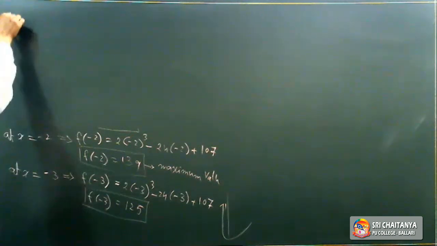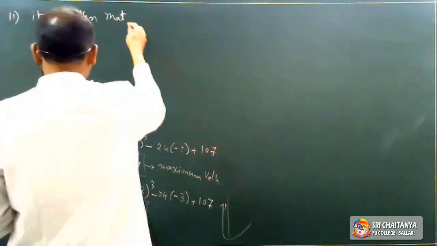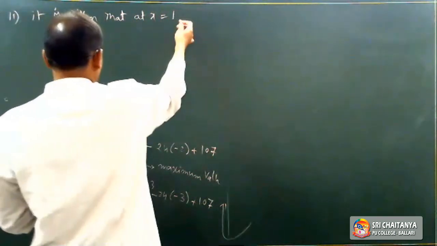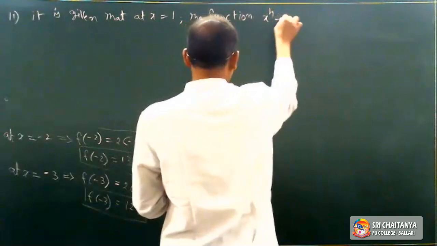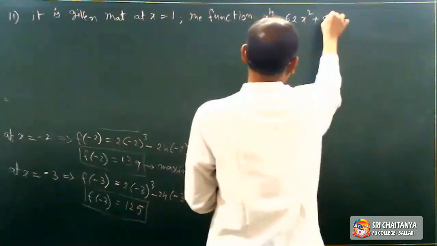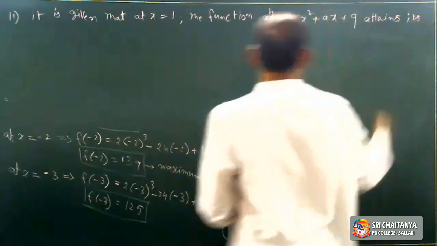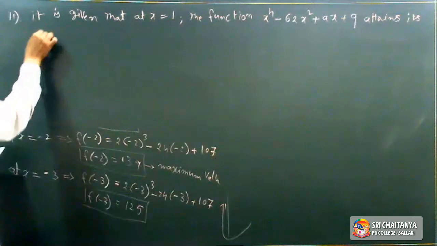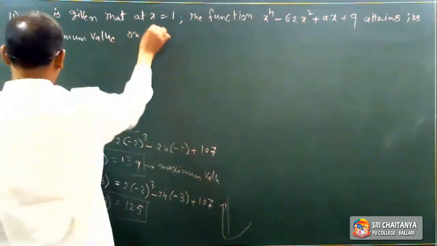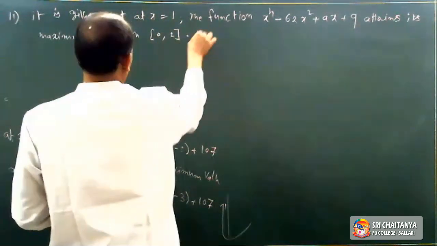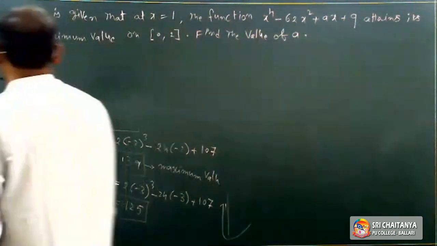11th one. It is given that at x is equal to 1, the function x power 4 minus 62 x square plus ax plus 9 attains its maximum value on 0, 2. Find the value of a.